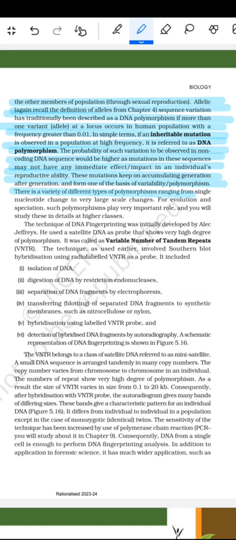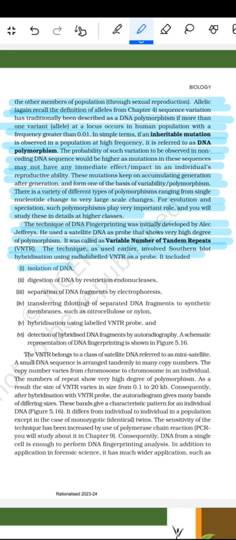There is a variety of types of polymorphism ranging from single nucleotide changes to very large scale changes. For evolution and speciation, such polymorphism may play an important role and we will study these in detail in higher classes. The technique of DNA fingerprinting was initially developed by Alec Jeffreys. He used a DNA as a probe that showed a very high degree of polymorphism. These were called variable number of tandem repeats (VNTR). The technique as used earlier involved Southern blot hybridization using radio-labeled VNTR as a probe.